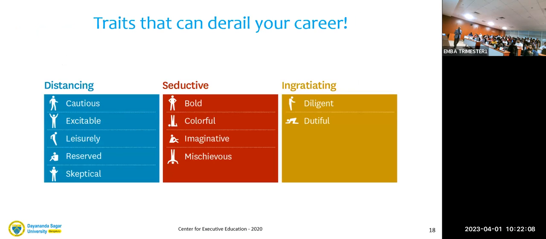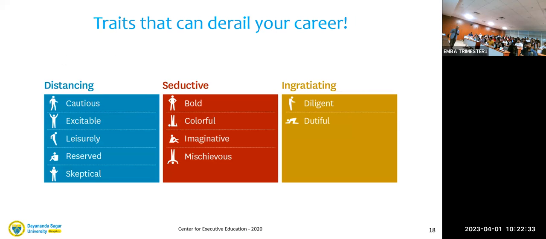So traits that can derail your career. Again, I would suggest that you look at this a little carefully. So distancing traits like being cautious, too excitable, to being leisurely. You can look at the PPT later. Being reserved, being skeptical. What is skeptical? Doubtful. You doubt everybody and everything.